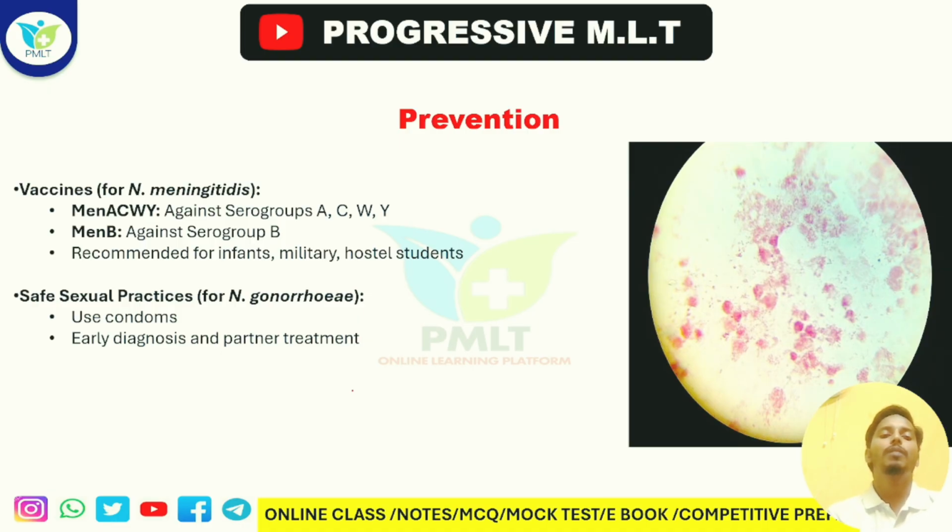First, we may give the vaccine for Neisseria meningitidis. There is a vaccine available. First one is MenACWY, against serotypes A, C, W, and Y. These serotypes are present for Neisseria meningitidis, and we have to give the vaccination. After that, MenB against serotype B. Please keep in mind that. For safe sexual practice, we may use condoms, as well as limit our sexual partners for preventing gonorrhea. Getting my point?